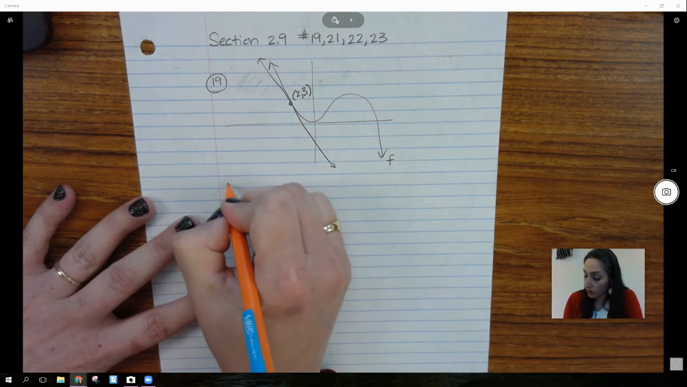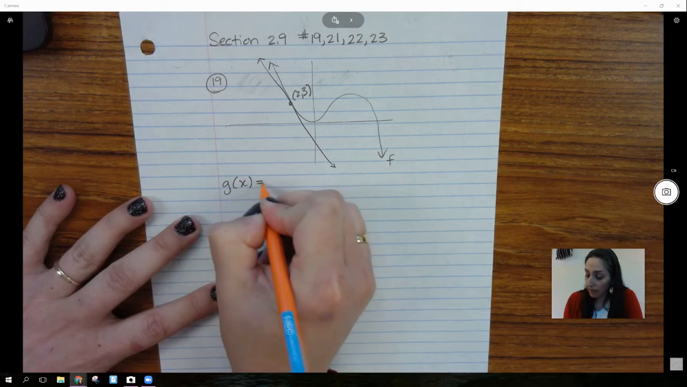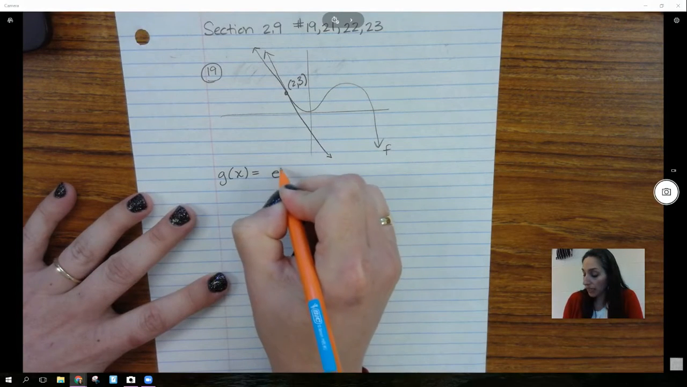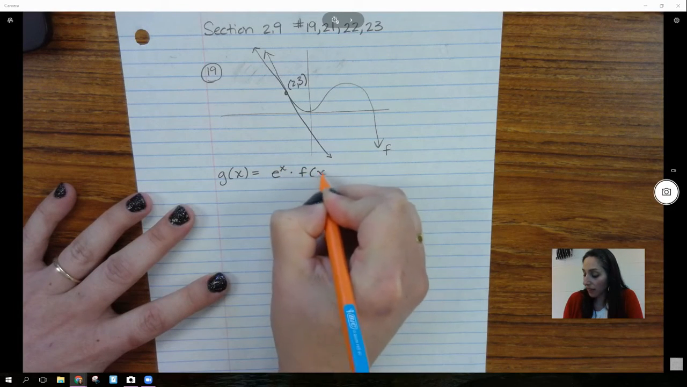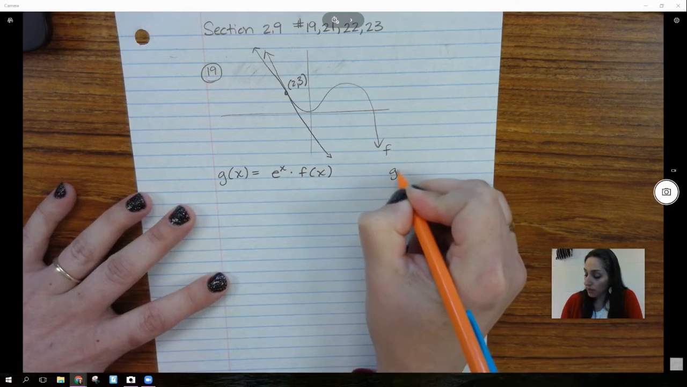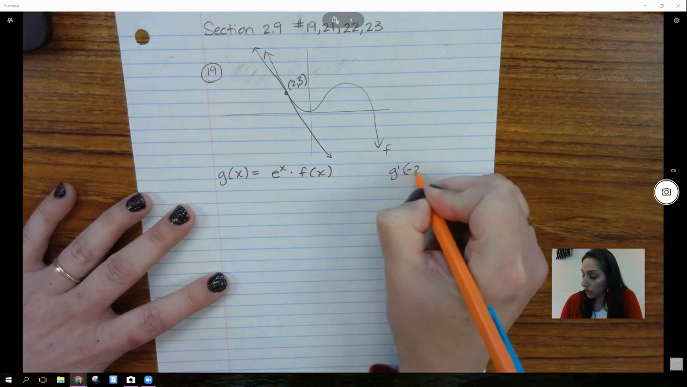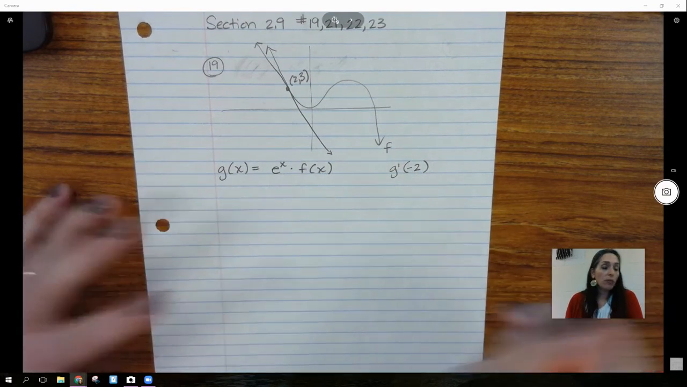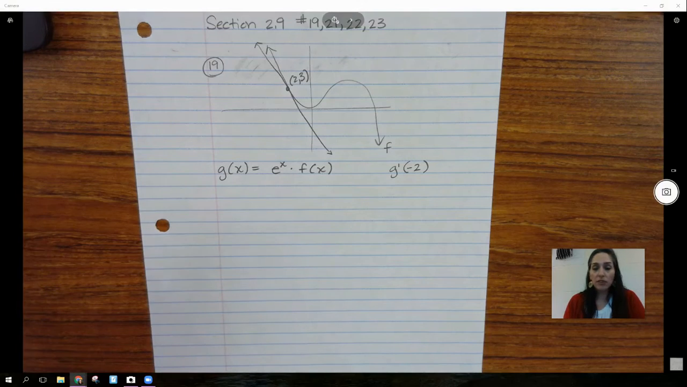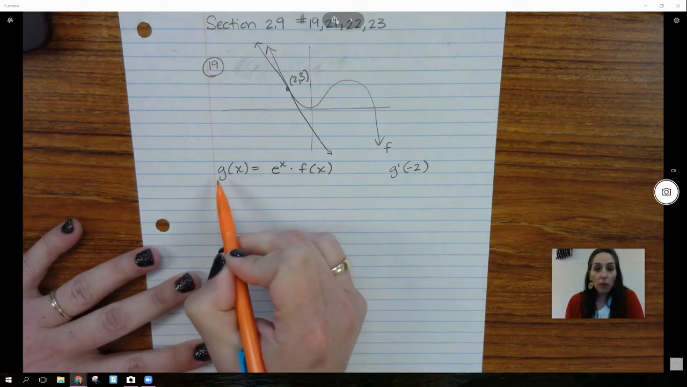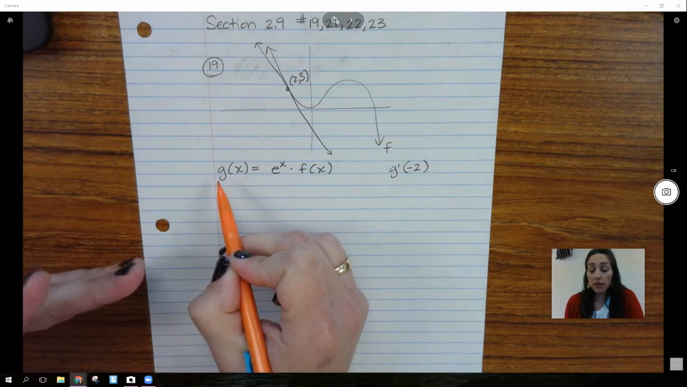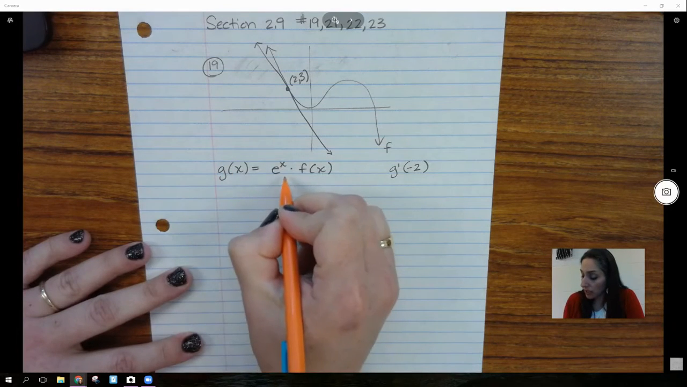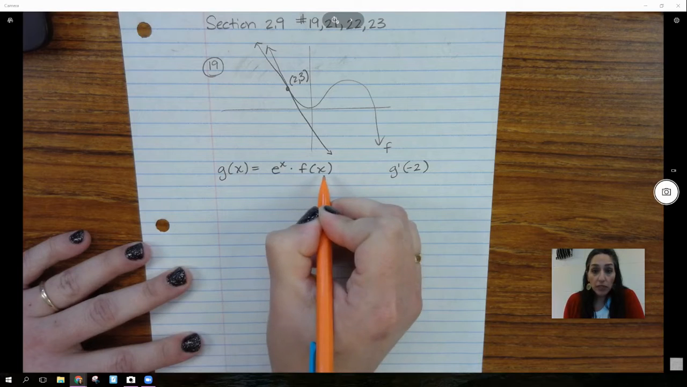They tell you that g of x is equal to e to the x times f of x, and your goal is to find the derivative of g at negative 2. Before we start looking at the graph, let's figure out in general what the derivative of g would be. The derivative of g is going to need the product rule.